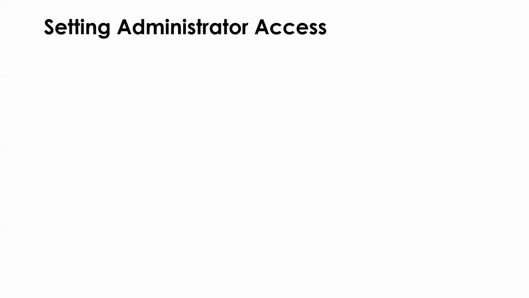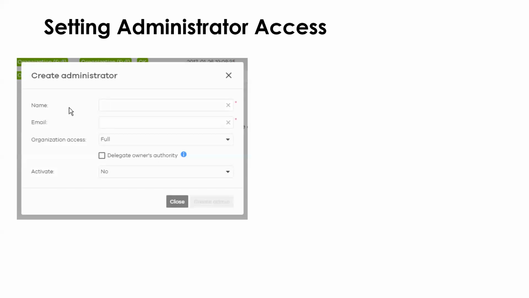So setting the administrator access here, here's what you're going to see when you go in to create an administrator. You will be prompted to put in their name. You must put in a valid email address, and then you can see there's a drop down there for organization access, so you can choose what you want them to be. And as you can see there's a checkbox to designate ownership authority, assuming you're giving them full admin access. And then you can automatically activate them or send them an email that they then must activate themselves.